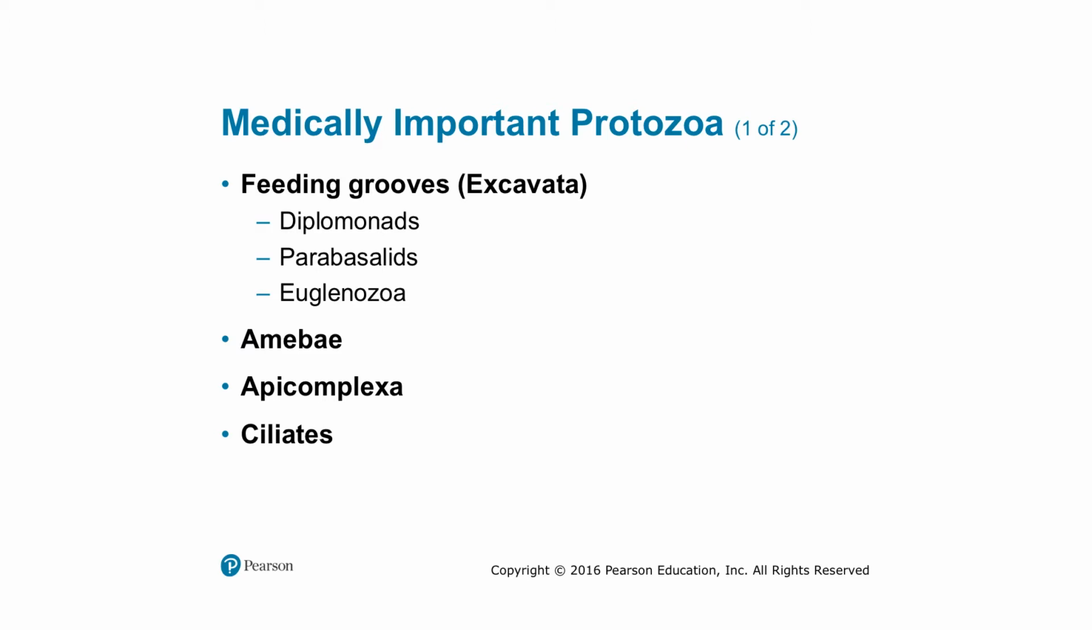So medically important protozoa, the feeding groups, the Excavata ones. If you think about excavating something, you might think of them excavating like a trench or a canyon or something like that. So we have the diplomonads, the parabasalids, and the euglenozoa, the amoebae, and then the apicomplexa and the ciliates. So we'll talk about all of these.